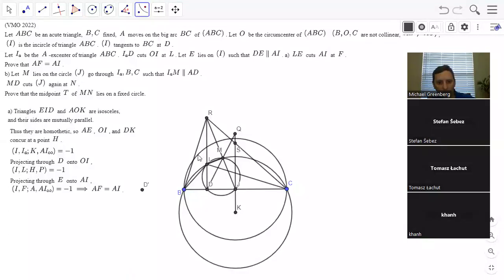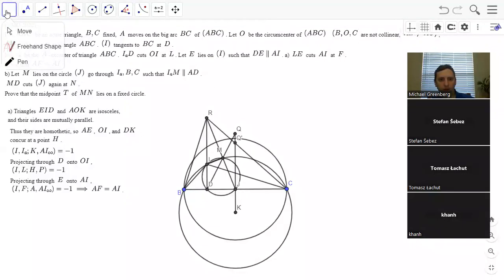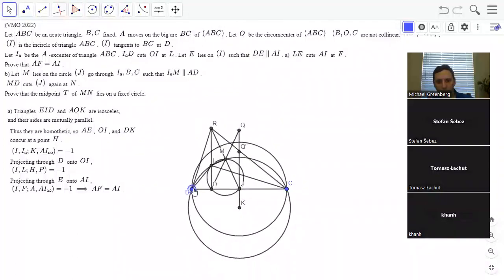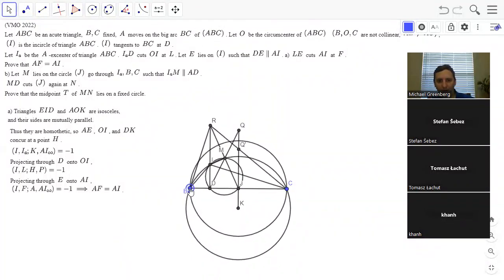S is not on line segment RC. Oh, S is, well, okay, S is not on RC. That's where I got confused. Okay, so the inversion, like this point. Oh, okay. Yeah, I got tricked.